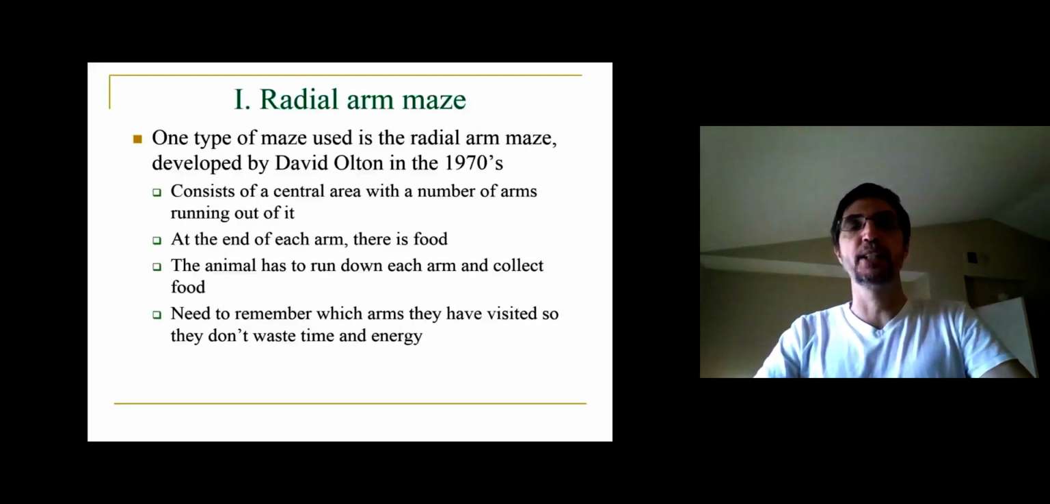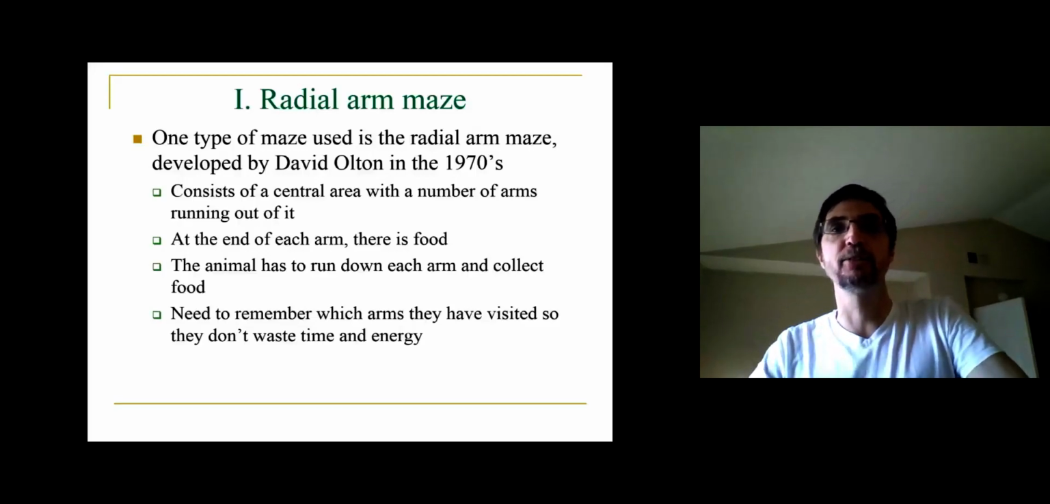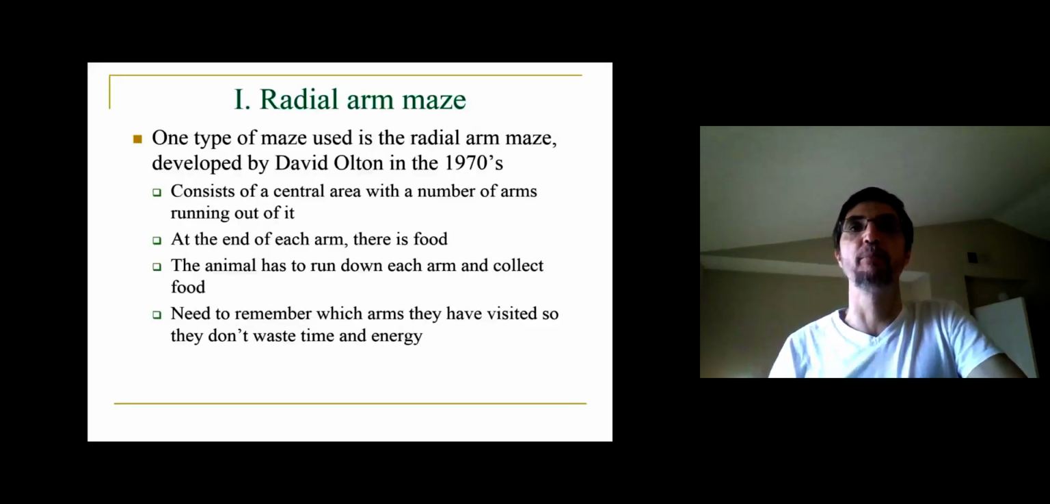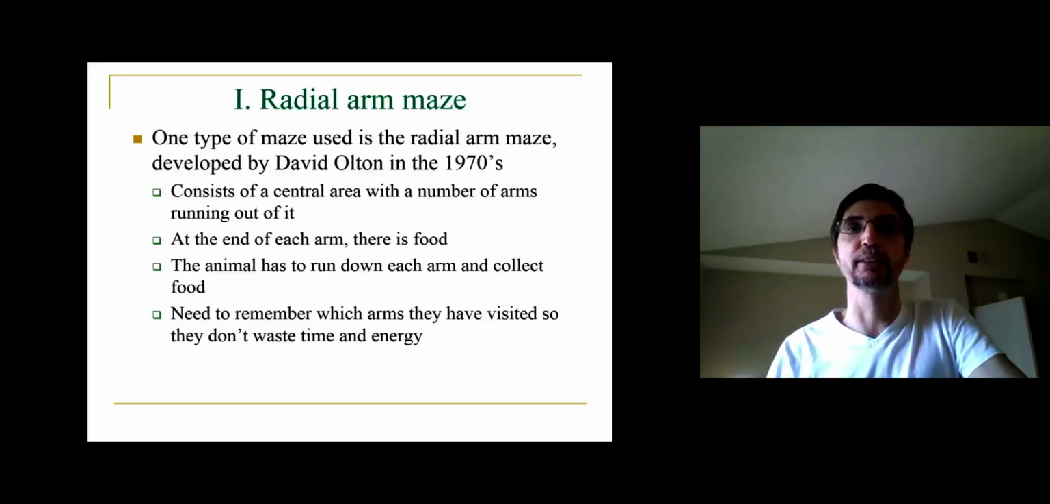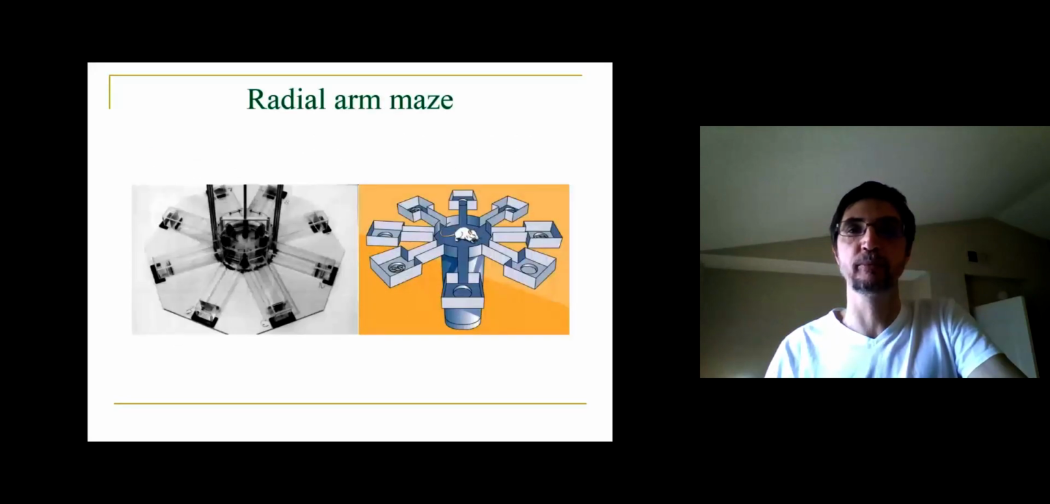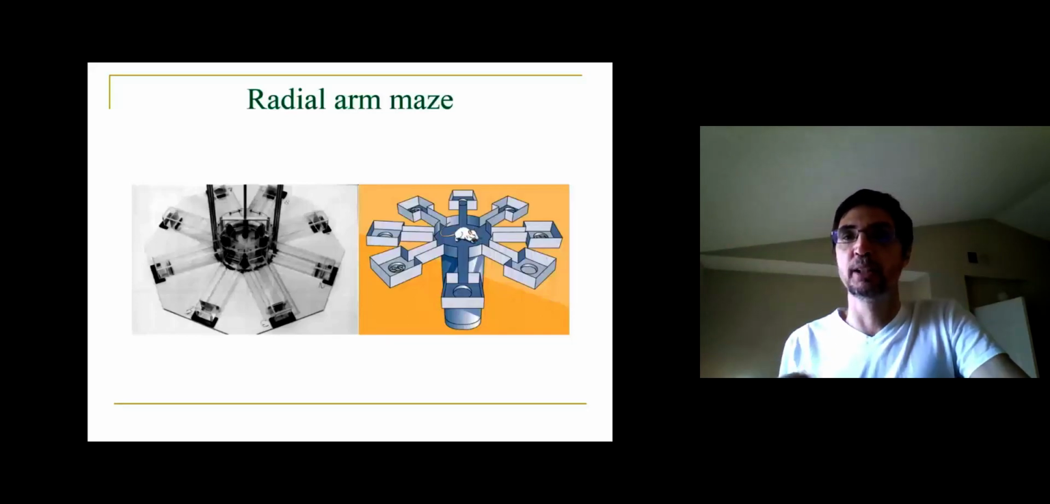In order to be efficient at this, they have to remember where they have been so they don't keep going back to the same one. That would be a waste of time and energy. And in the real world, that could mean that they go hungry because other animals may take that food. So here's a visual illustration. You can see the central area, and you can see the different arms that radiate from it and the food that's been placed there.